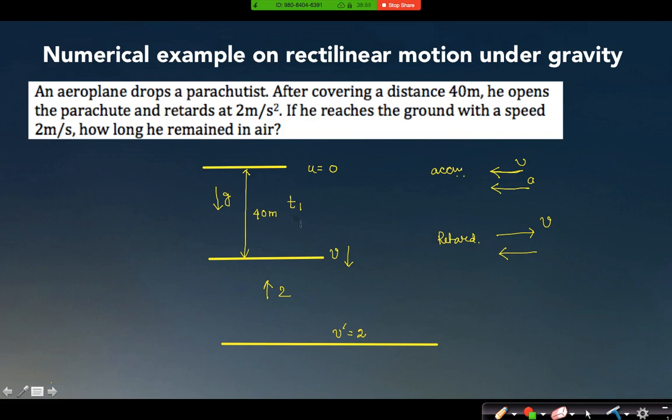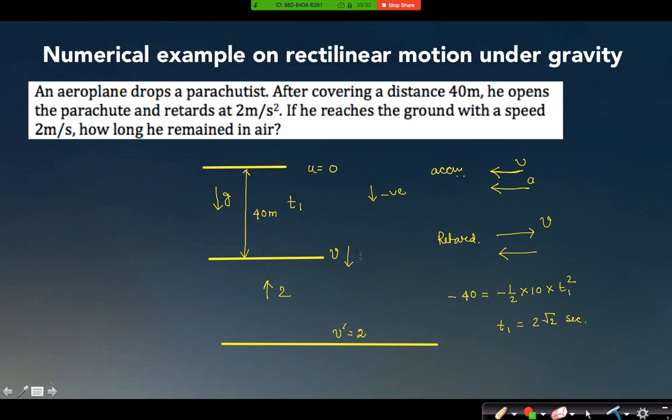Second equation. S equal to ut plus half at square. What is my S here in this case? 40 meter. Plus 40 or minus 40? Minus 40. If I take downward direction negative, then it is minus 40 obviously. Is equal to minus of half into g is 10 into t square. So from there, can I find the value of t1? Yes, sir. What will be the value? 2 root 2 second. Good.